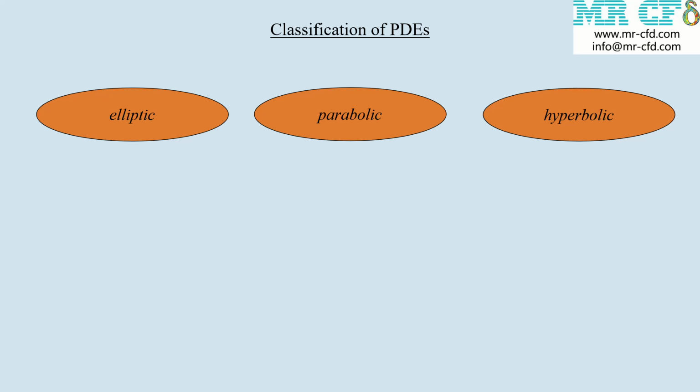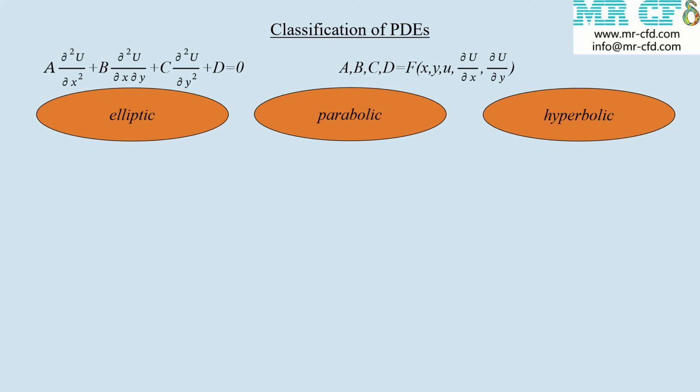Also, partial differential equations can be classified by behavior. We can classify PDEs in three groups: elliptic PDEs, parabolic PDEs, and hyperbolic PDEs. Consider the general form of a partial differential equation as this equation, where a, b, c, and d can be constants or functions of x, y, u, or the first derivative of u with respect to x or y. If b squared minus 4ac is negative, the PDE is elliptic. If it is exactly 0, the PDE is parabolic. And if the result is positive, the PDE is hyperbolic.